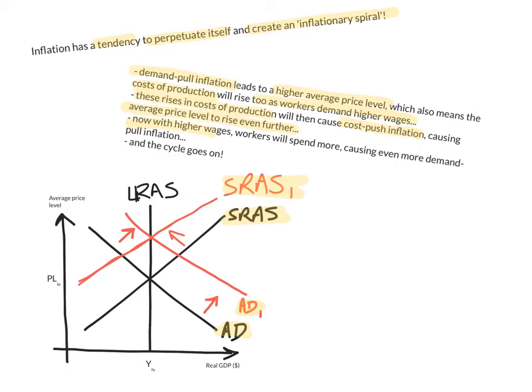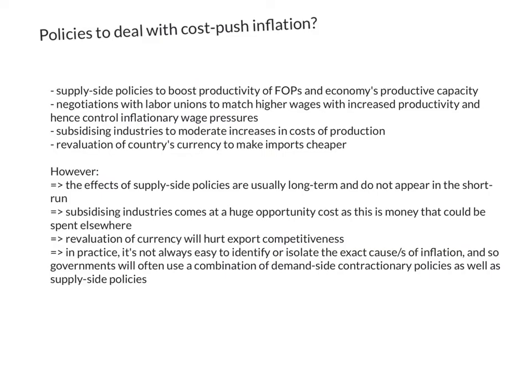Now, with the higher wages, workers will spend more, causing even more demand-pull inflation, and AD1 will shift to maybe AD2, and the cycle goes on. So the government usually has to interfere and sort of nip inflation in the bud so that it doesn't become worse. Okay? So, some policies to deal with cost-push inflation. Now, it's not enough to explain or give those policies. You have to evaluate them and look at their strengths and weaknesses, long-term and short-term effects.